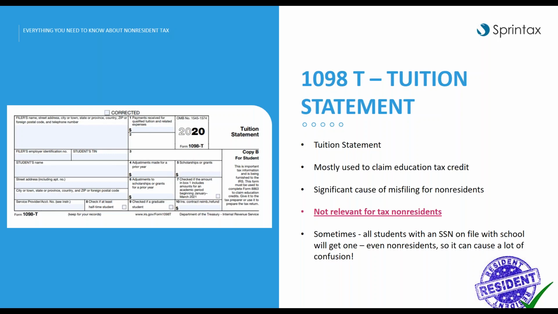I just wanted to give you a heads up that it's the number one form of misfiling every year, that students will put this towards their tax return, and they'll get an extra tax credit that they're not entitled to, and that could lead to the IRS auditing their return. It could lead to fines or penalties. So just be very careful. If you have received this document, you can put it away for your own records, but you will not need it for your non-resident tax return.